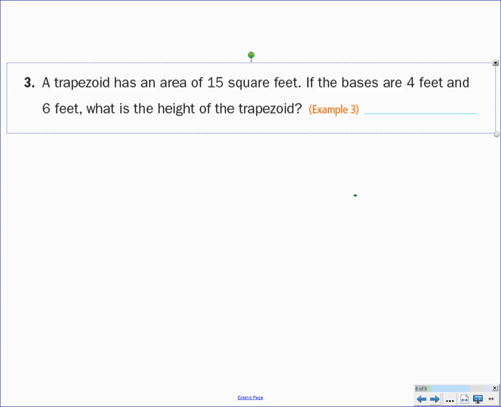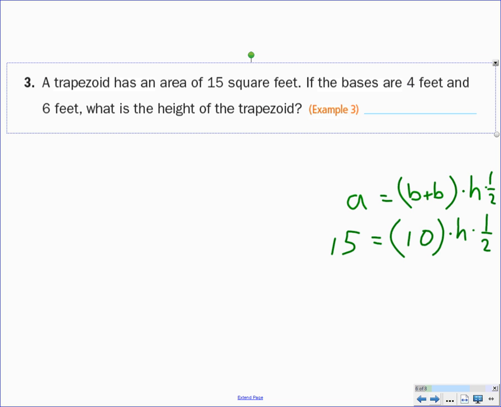How about this? They give you the area and they give you the bases, but they don't give you the height, right? Times a half. So we know what the area is. We know what the bases are. They add up to 10. But we don't know what the height is. And we know it's got to be half of that.